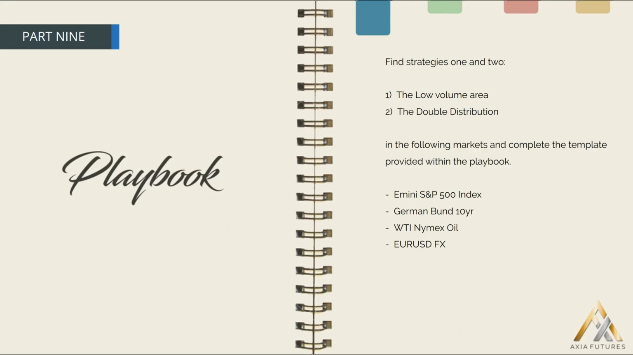So, answer the following. Find strategy 1 and 2 that we developed in part 9, the low volume area and the double distribution, and I want you to go and find them in the following markets and complete the template that I've provided for you in the playbook. So, find them in the E-mini S&P 500, the German Bund 10-year, the WTI NYMEX oil, and the Euro Dollar FX. Remember, take some time finding these strategies. Interpret each one individually. Make sure you're looking at the specific characteristics behind each one. Good luck, and we'll see you again in part 10.